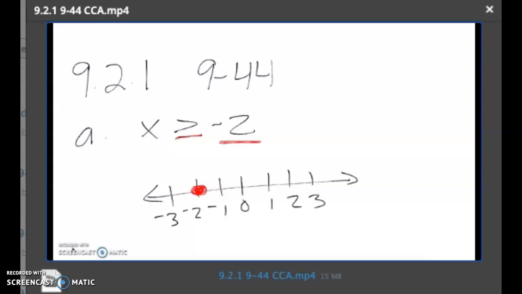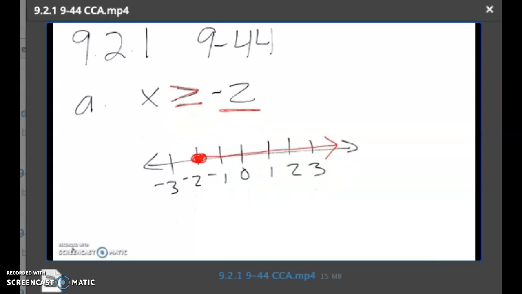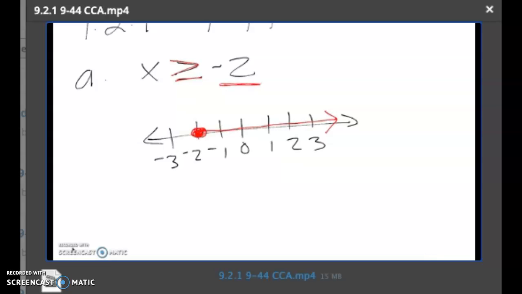And then this reads x is greater than or equal to -2. So the numbers that are greater than -2 are all to the right on my number line. So I'm going to draw an arrow going to the right.